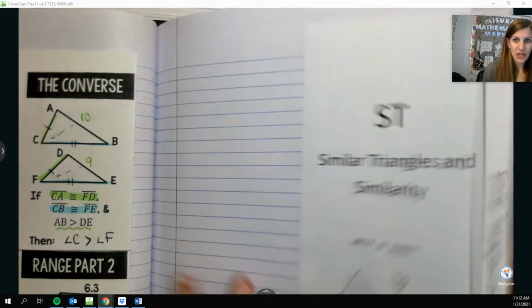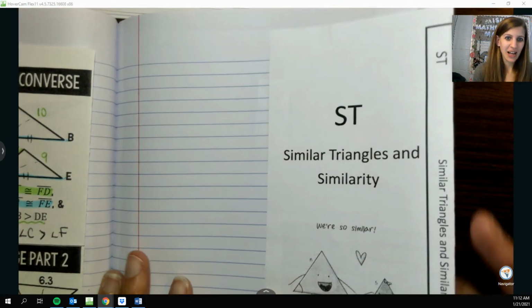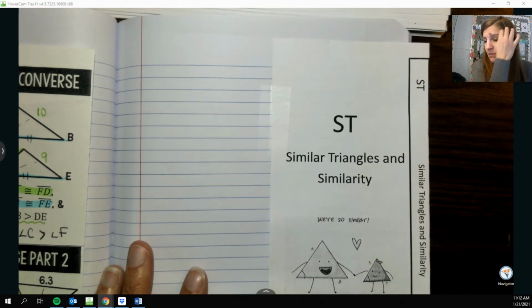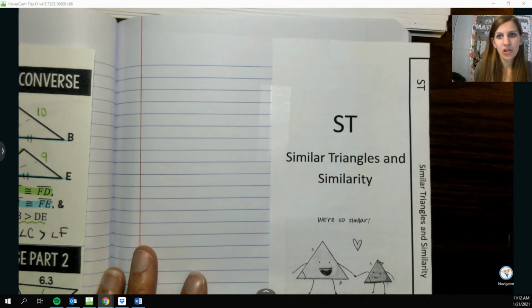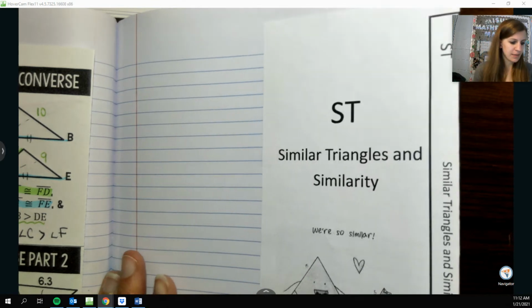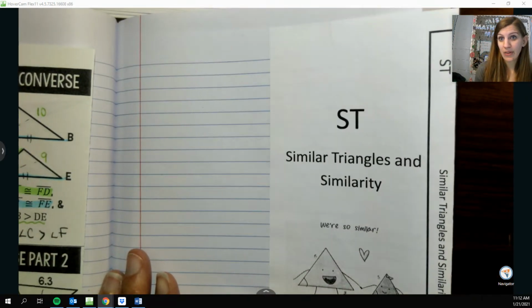Alrighty guys, we are going to start our brand new chapter all about similar triangles and similarity. We're going to start off with just similarity in general and then move more towards just triangles. So still in triangle land, just dealing less with like crazy points of congruency and stuff.